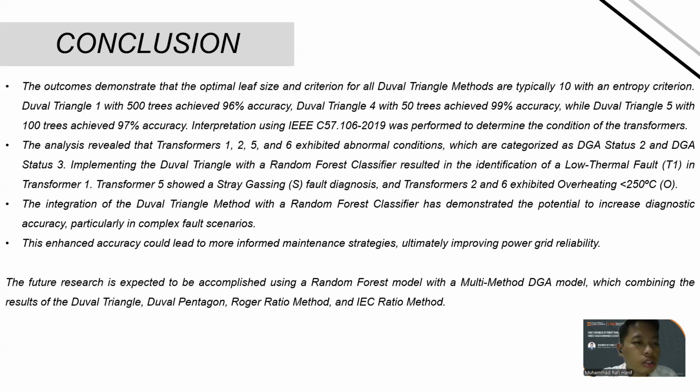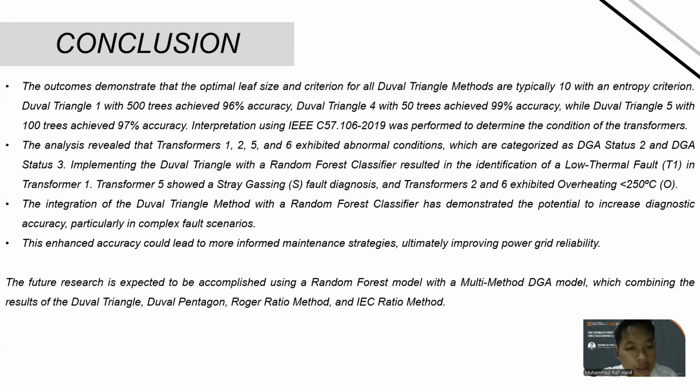So we are going to the conclusion, okay? The outcome demonstrates that the optimal leaf size and criterion for all Duval triangle methods are typically a size of 10 with an entropy criterion. Duval triangle 1 with 500 trees achieves 96 percent accuracy. Duval triangle 4 with 50 trees achieves 99% accuracy, while Duval triangle 5 with 100 trees achieves 97% accuracy.